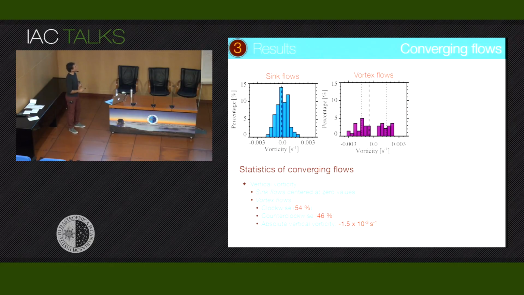The ones with negative vorticities are related to vortex flows that are rotating in the clockwise sense of rotation, and the others are rotating in the counterclockwise sense of rotation. We find more or less the same amount of clockwise and counterclockwise vortex flows.